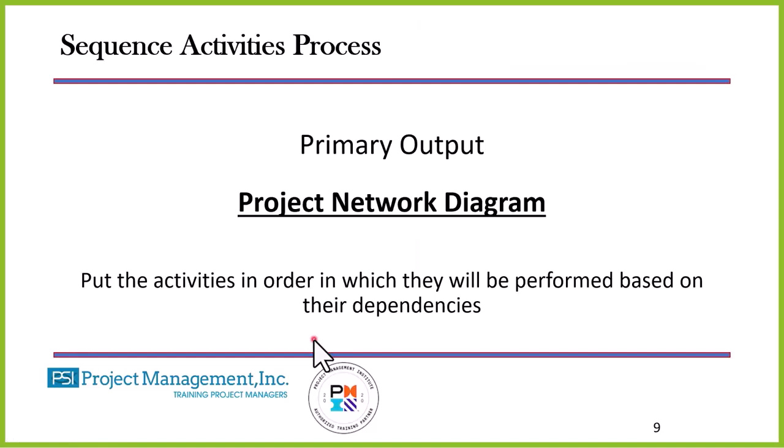Sequence activities is all about the project network diagram, and that's where we're going. That's what we're going to focus on today. We put the activities in the order in which they will be performed based on their dependencies. We have 3 types of dependencies. For example, we have mandatory dependency. Mandatory dependency, you have to do it that way. You don't have an option. It's mandatory. If I'm building a house, I have to pour the footing before I can build the foundation.